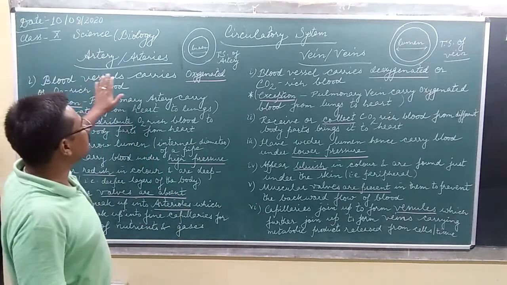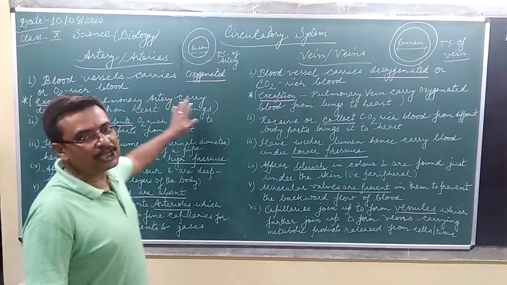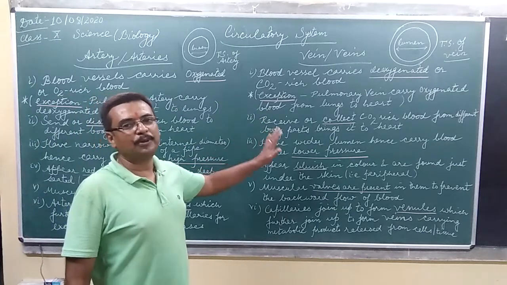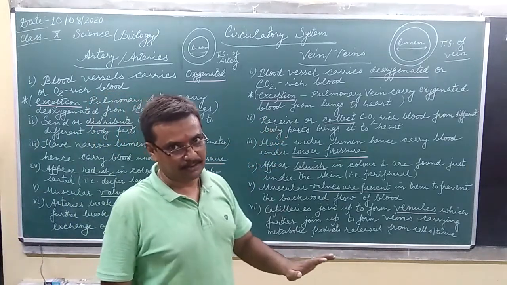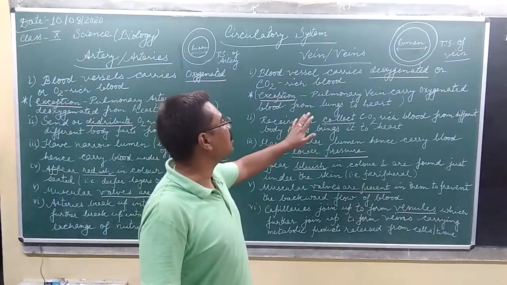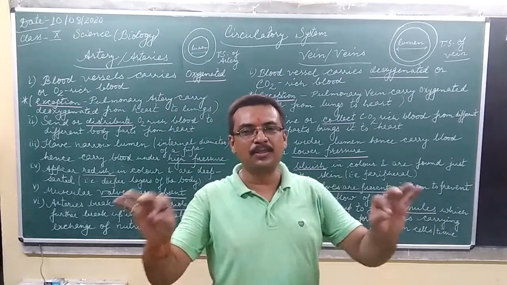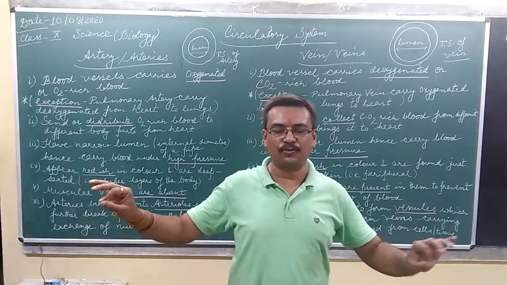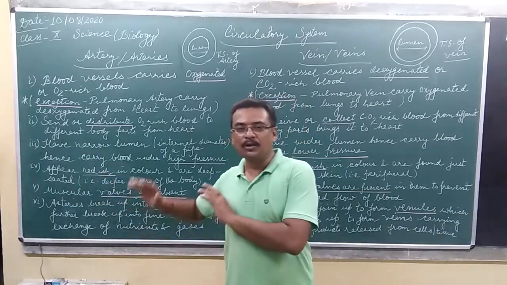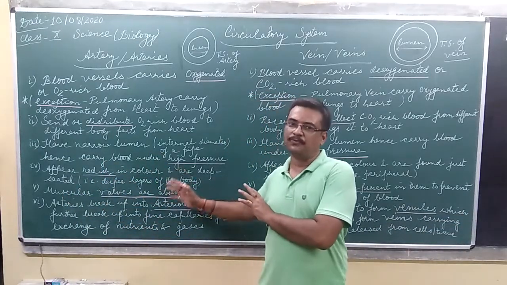The blood vessels which carry oxygenated blood are called arteries. The blood vessels which carry deoxygenated blood are called veins. This is the common, general condition. Now we have exceptions to them.